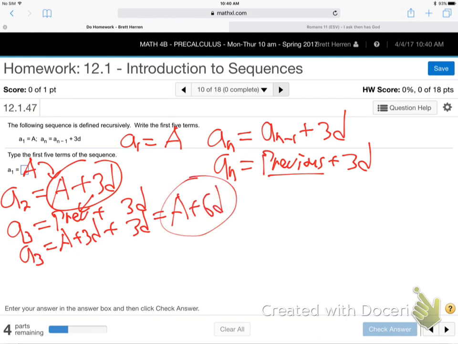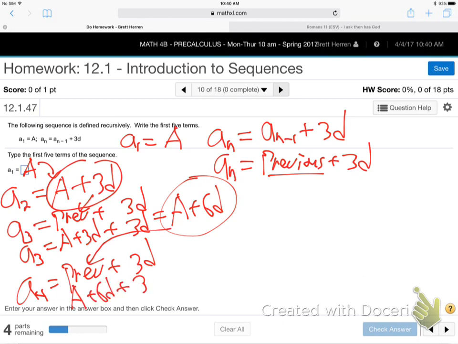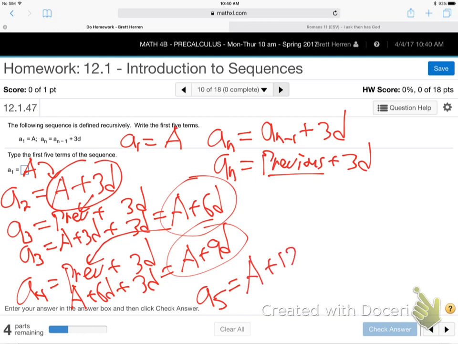Am I going too quick? Is that making sense? The formula says for any term, you take the previous, n minus 1, and you add 3D in the back. You just keep adding 3D to the previous term. That's what it's saying. Does that make sense? So then A sub 4, again, will be previous plus another 3D. So what's the previous? The whole A plus 6D. Add another 3D. That's A plus 9D. And finally, get the pattern? Can we just jump to it? What's A sub 5 going to be? Yeah, you just keep adding 3D more. You always take the previous term and add another 3D. Good.